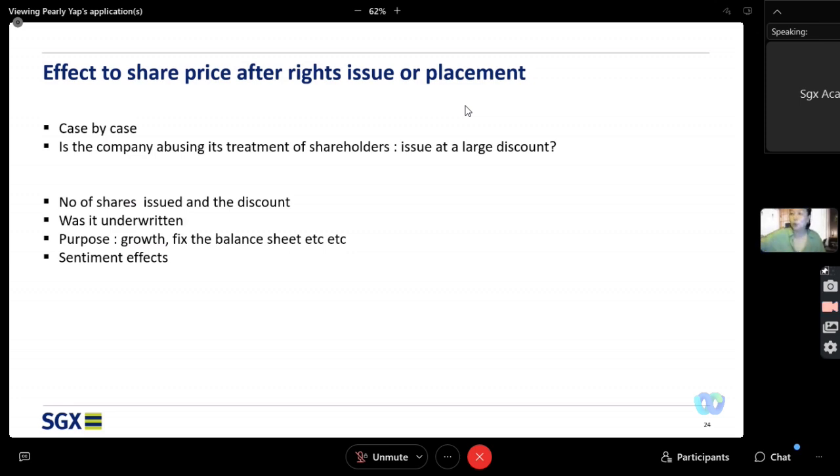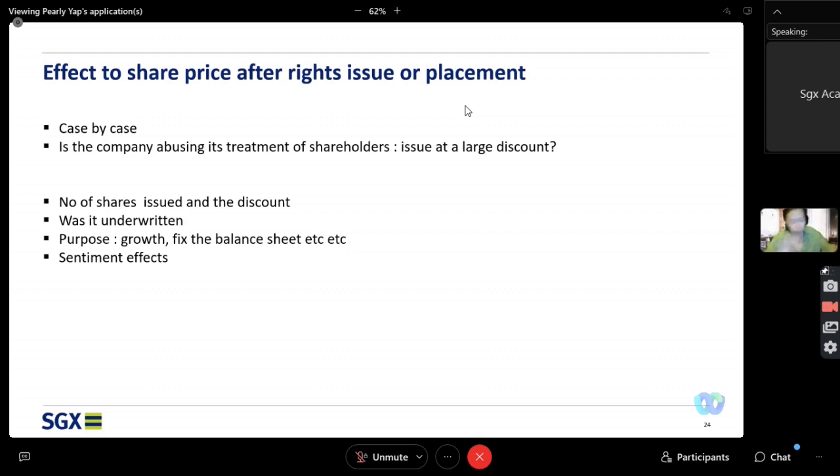So you know it will not be a failed issue. They say that I will guarantee that it is done. Okay, that's called underwritten. Then you also have to ask yourself, why are they raising money? Is it for growth? Is it to fix a balance sheet? Etc., etc.